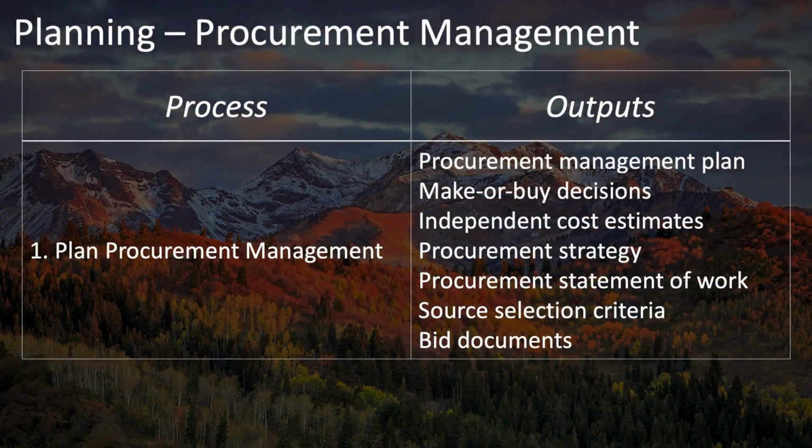The Procurement Management Knowledge Area's Planning Process group has just one process in it: Plan Procurement Management. But it has several outputs: the Procurement Management Plan, Make or Buy decisions, independent cost estimates, your procurement strategy, the procurement statement of work, the source selection criteria, and your bid documents.